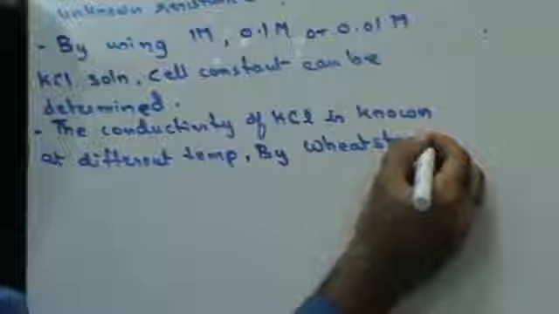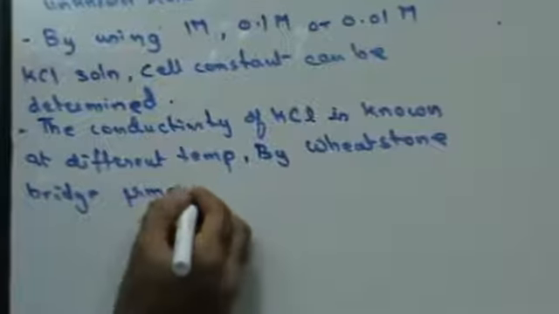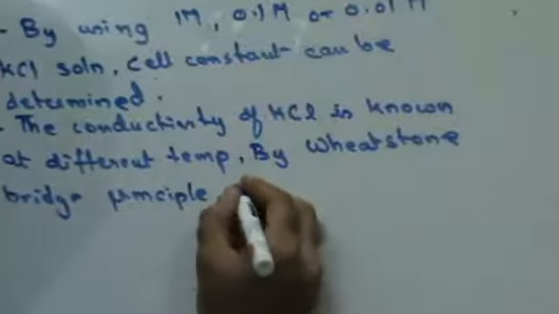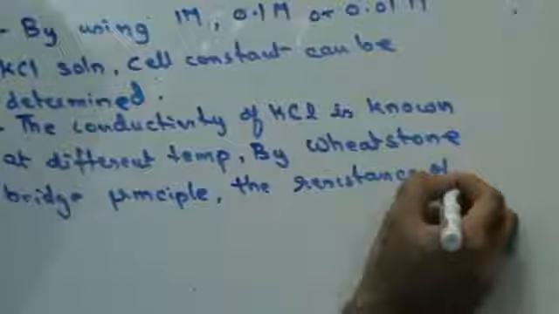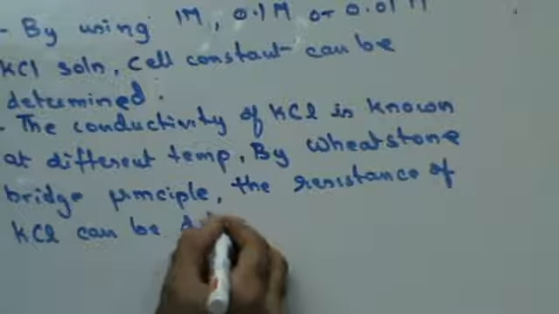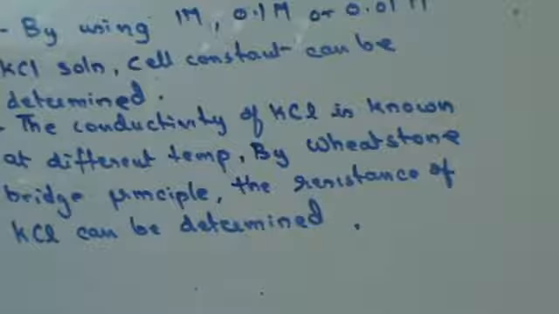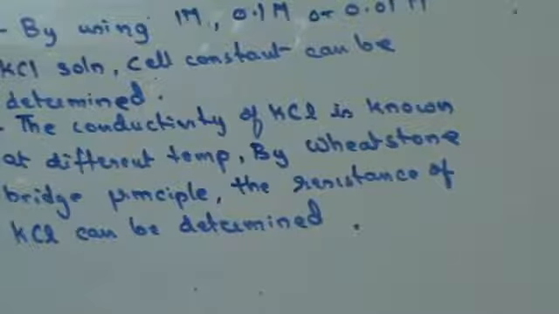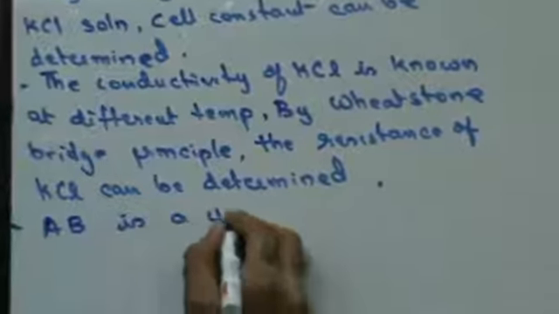By the Wheatstone bridge principle, the resistance of KCl can be determined. Fine. Now, how do I do this? How do I find out the resistance of KCl? You have AB, a uniform slide wire. You've seen the diagram.